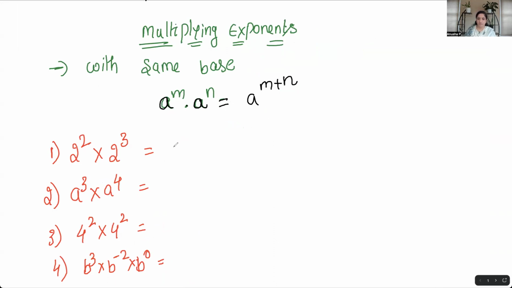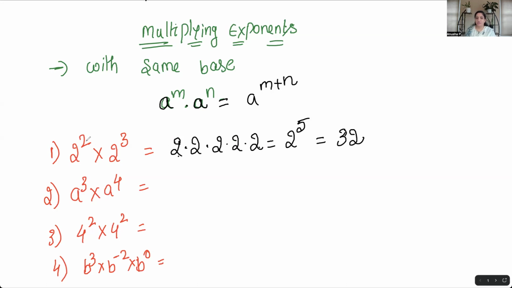Here we have 2 square, right? We know that 2 square is nothing but 2 times 2. And we have 2 to the power of 3, which is nothing but 2 times 2 times 2, right? So how many do we have here? 1, 2, 3, 4, 5. We can write it as 2 to the power of 5, right? Or 2 times 2 is 4, 4 times 2 is 8, 8 times 2 is 16, 16 times 2 is 32. So did you understand here?